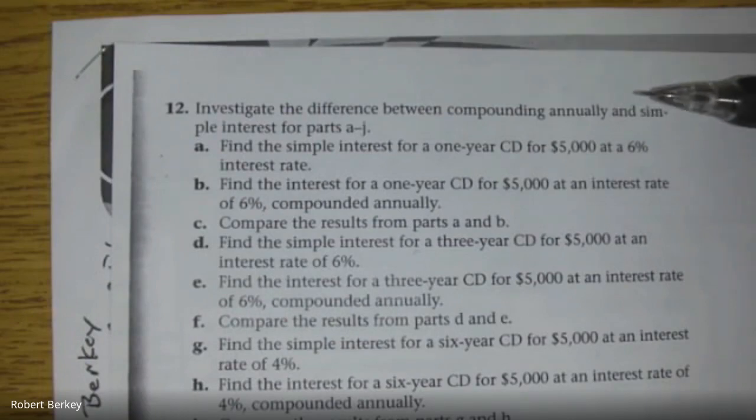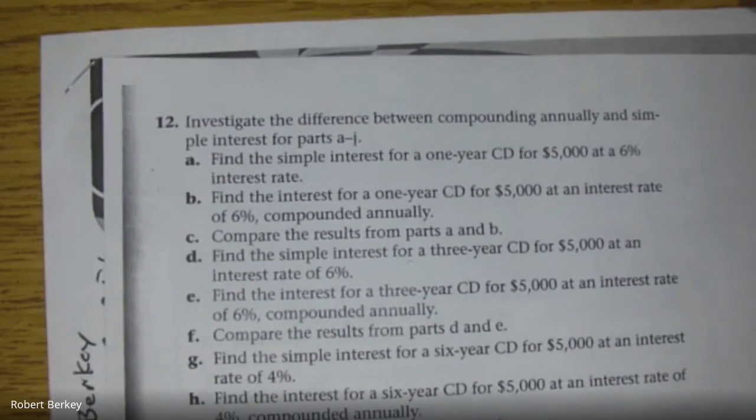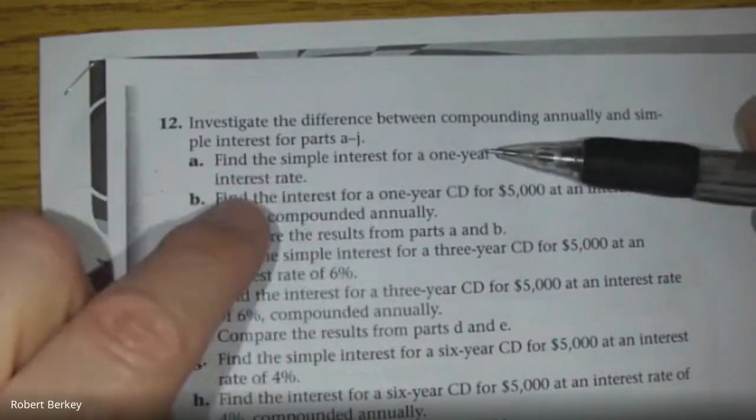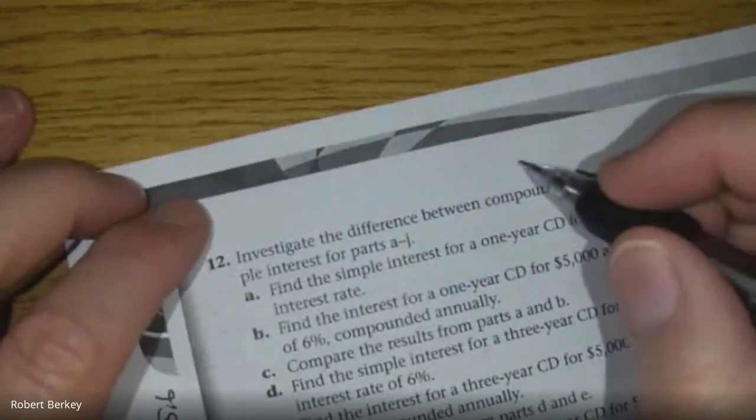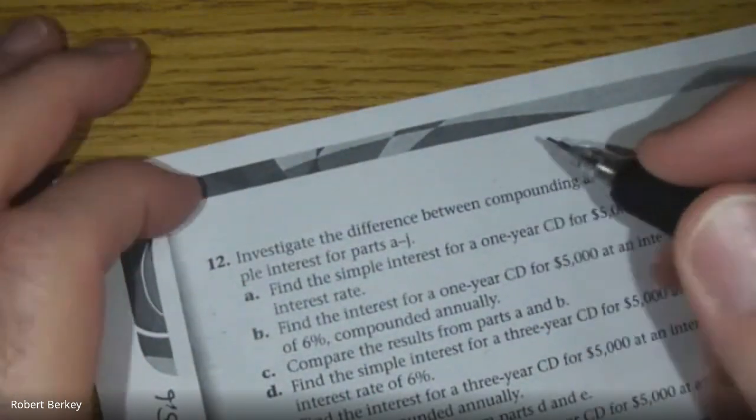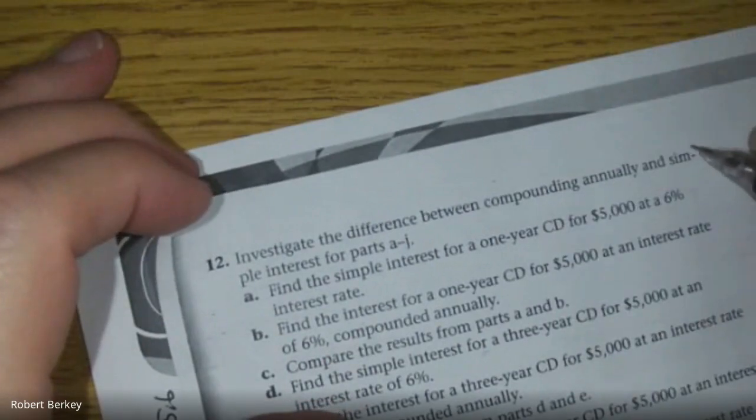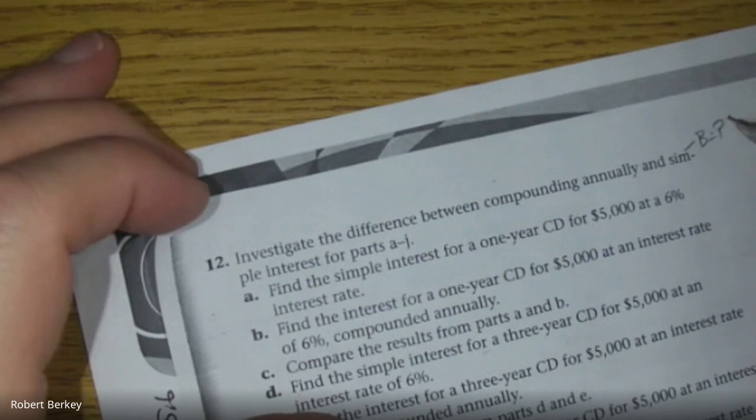Okay, so investigate the difference between compounding annually and simple interest. So compound interest is going to be the complicated formula on the front, and simple interest is B equals P times 1 plus RT.